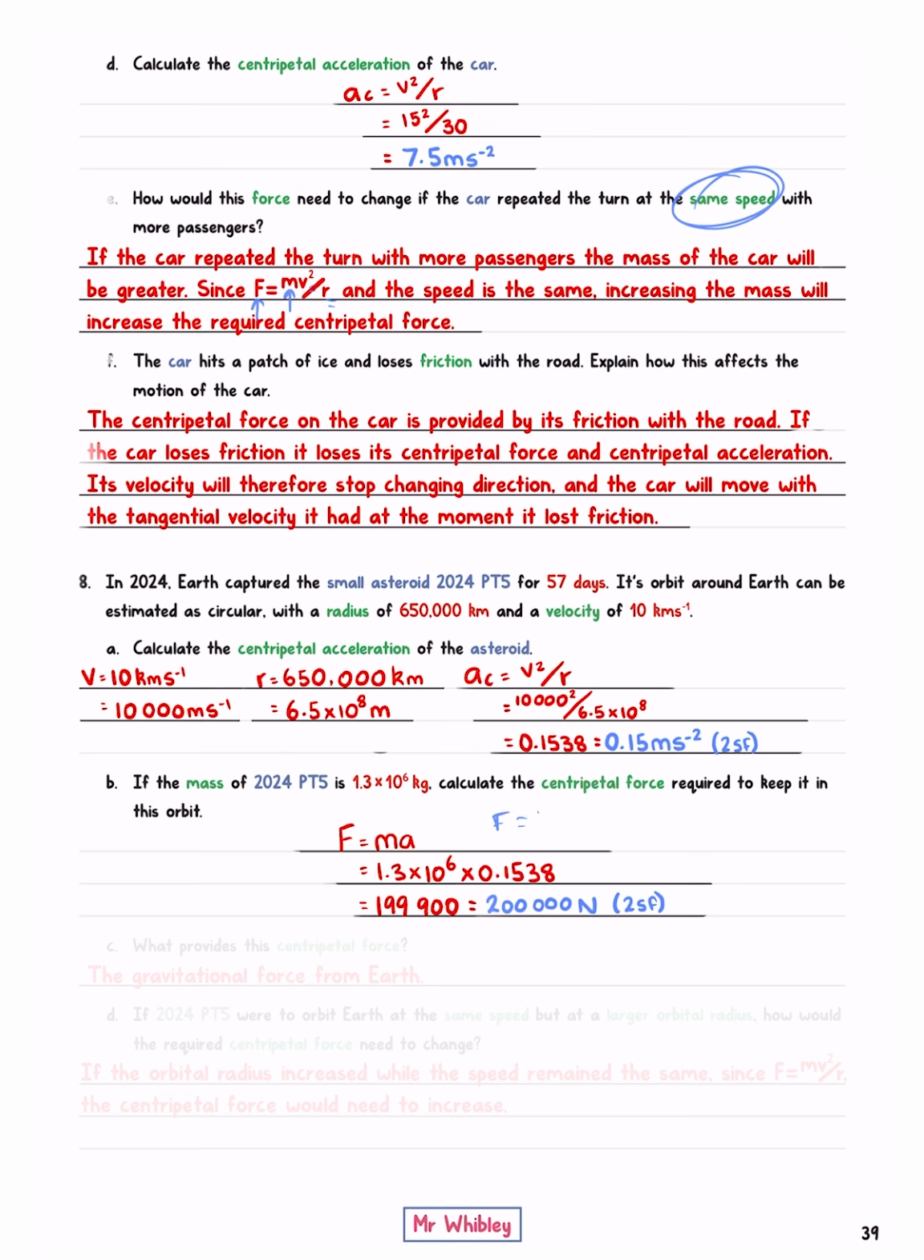Alternatively, you could use the force equation, mv squared over r, which amounts to exactly the same thing. What provides the centripetal force? This is the gravitational force from the Earth.